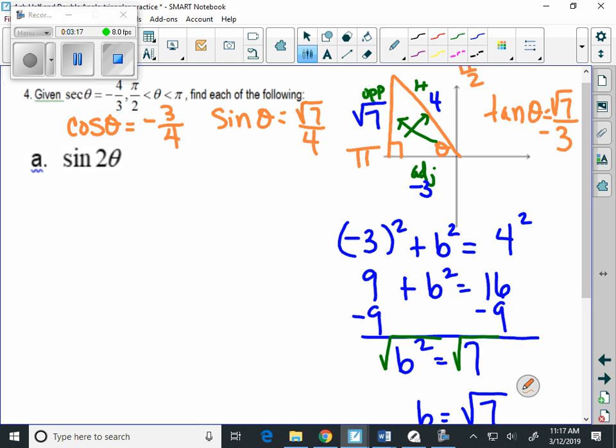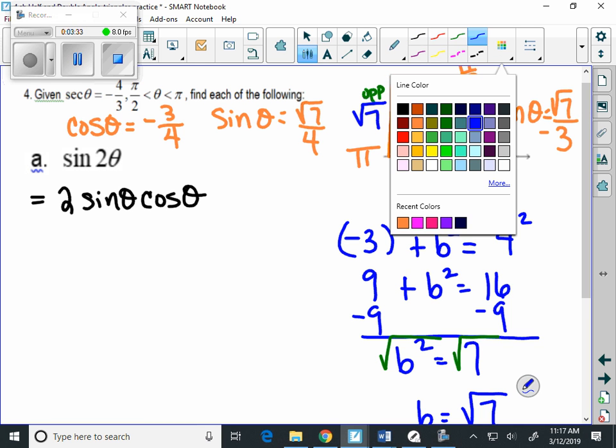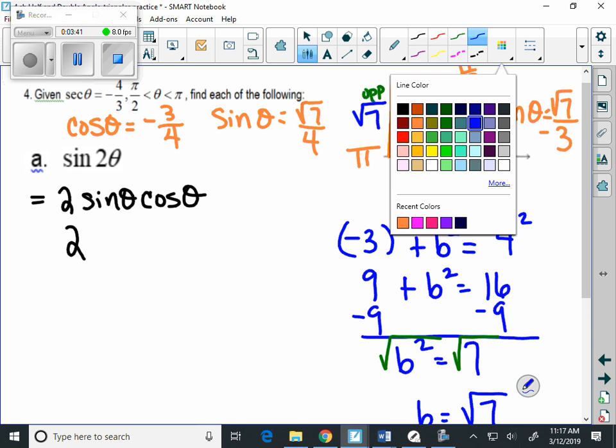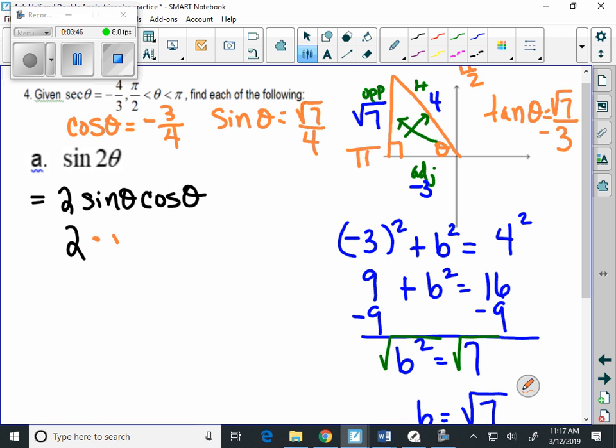Most importantly for this one, we need to know the fact that sine of 2 theta equals 2 times sine of theta times cosine of theta. So once we've got that filled in, we want to fill in our values here. This is going to be 2 times sine of theta, which is the square root of 7 over 4, times the cosine of theta, which is negative 3 fourths.